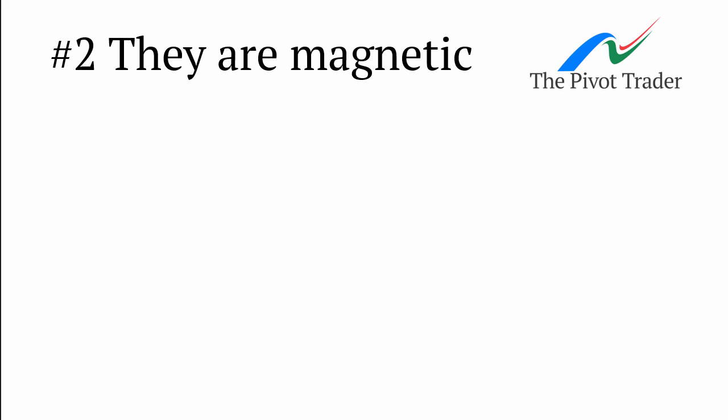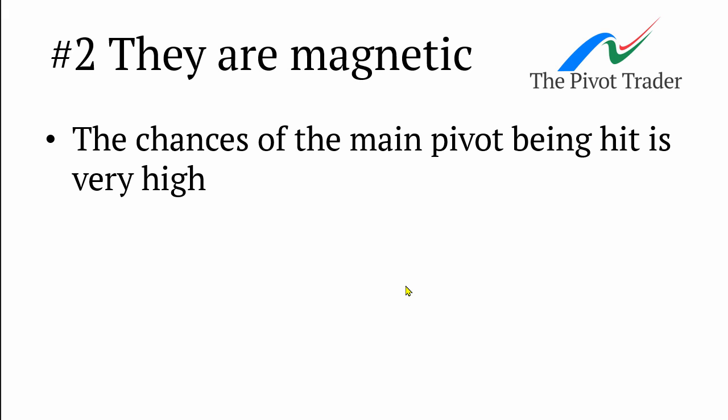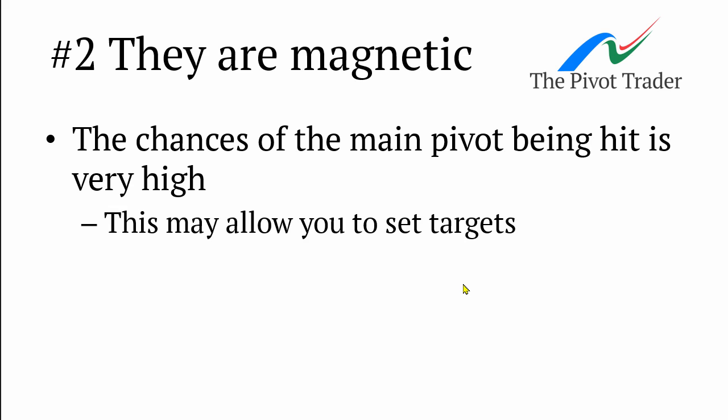Number 2, they are magnetic. What do I mean by this? Well, the chances of the main pivot being hit is very high. If I said it was close to 80% on most currency pairs, for example, you'd be listening a little bit more. Well, it is. And if you don't know that, you should know that. So the main pivot is quite magnetic. Thereafter, there are certain probabilities you should know about the other pivots.